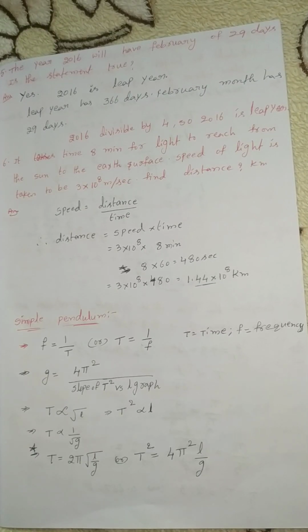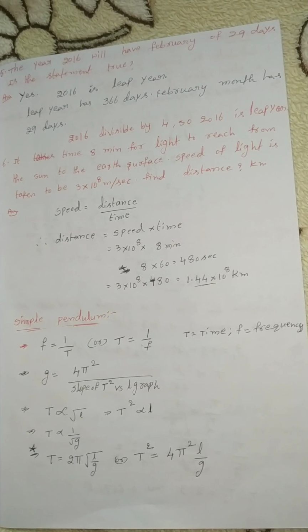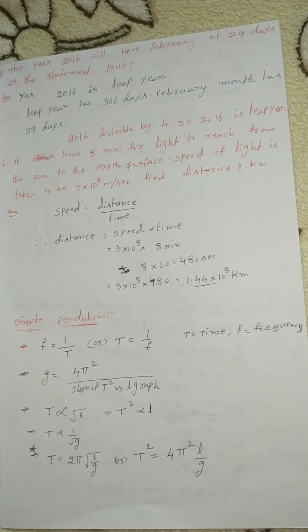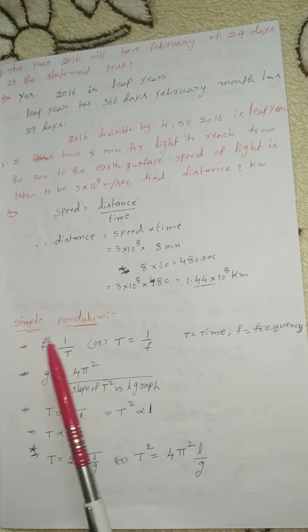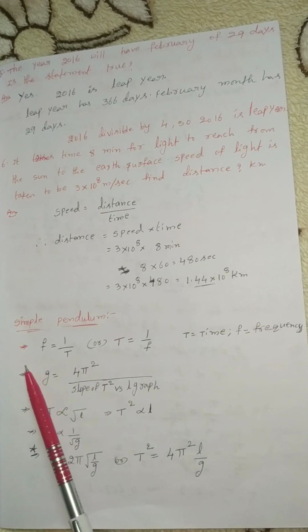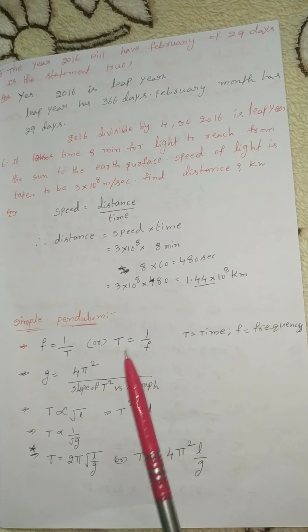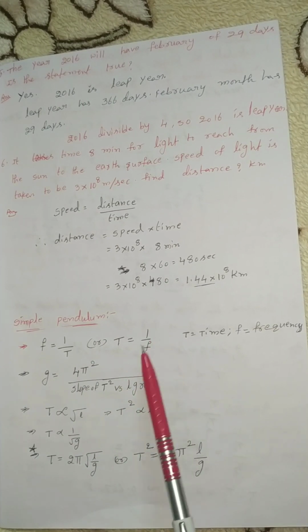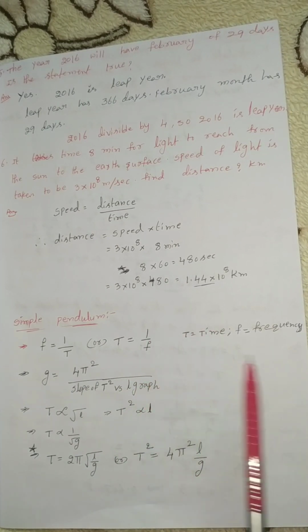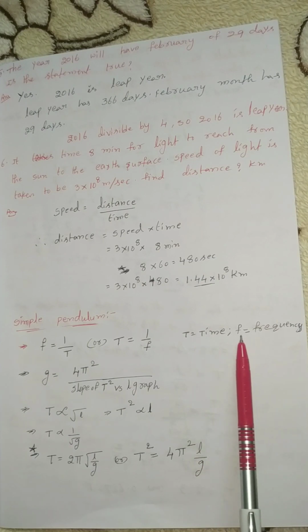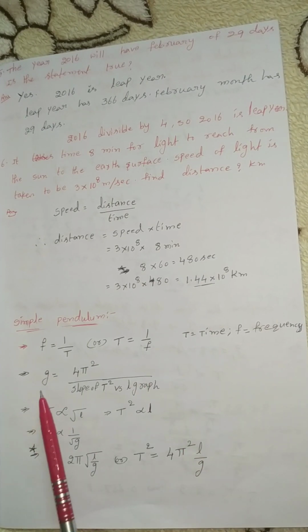Today I am teaching 9th class physics, first chapter, measurements and experimentations. In this class we will discuss simple pendulum problems and the formulas. So, simple pendulum formulas: F means frequency, F equal to 1 by T, or T equal to 1 by F. So they are inversely proportional. T means time, F means frequency.